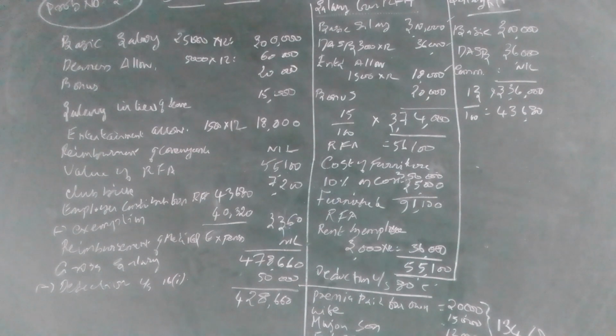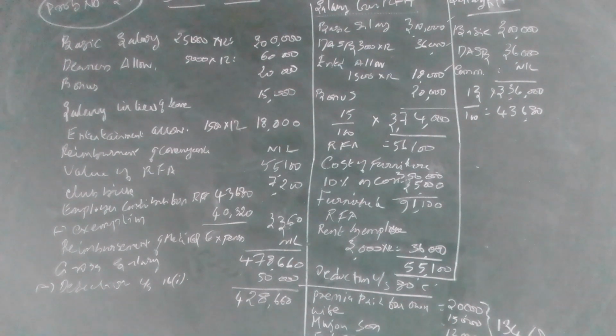Why 15%? Because this is not own accommodation. Some nominal rent is paid by the employee. Yes, and in this case, where the accommodation is provided, please have a look at that question. The accommodation is provided in Chennai. Population is about 25 lakhs. So since the population is about 25 lakhs, what is the percentage of taxability for RFA? 15%. So that comes to 56,100.